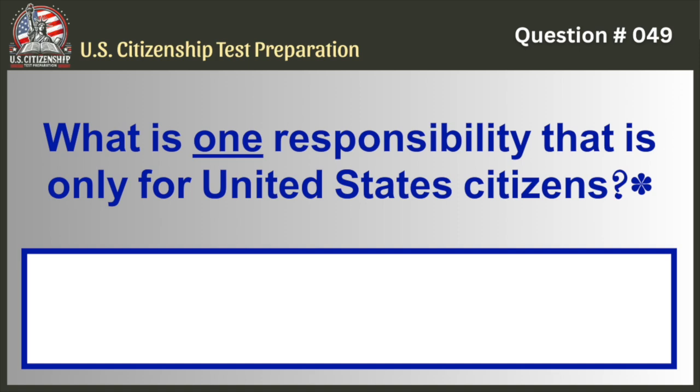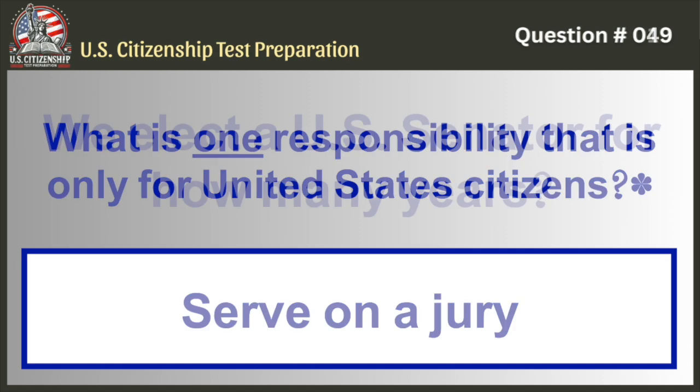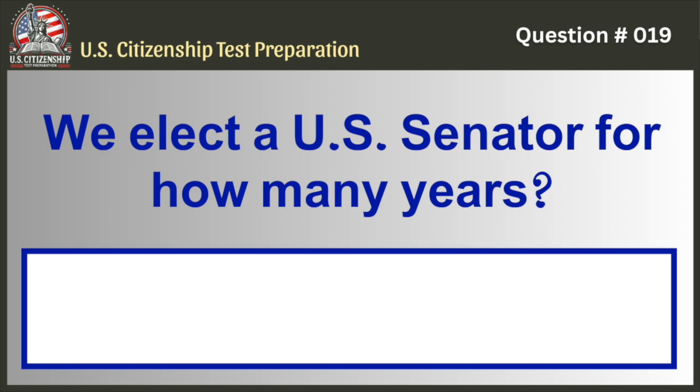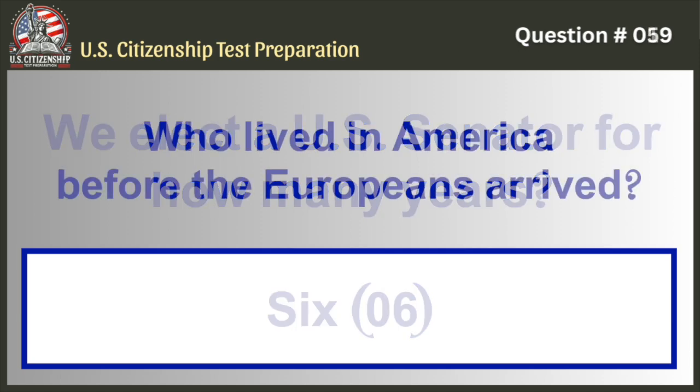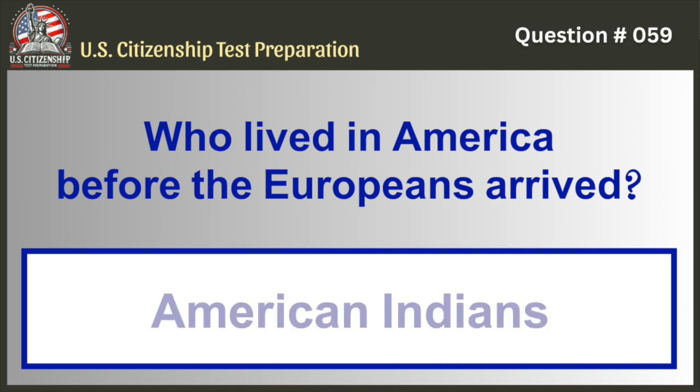What is one responsibility that is only for United States citizens? Serve on a jury. We elect a U.S. Senator for how many years? Six. Who lived in America before the Europeans arrived? American Indians.